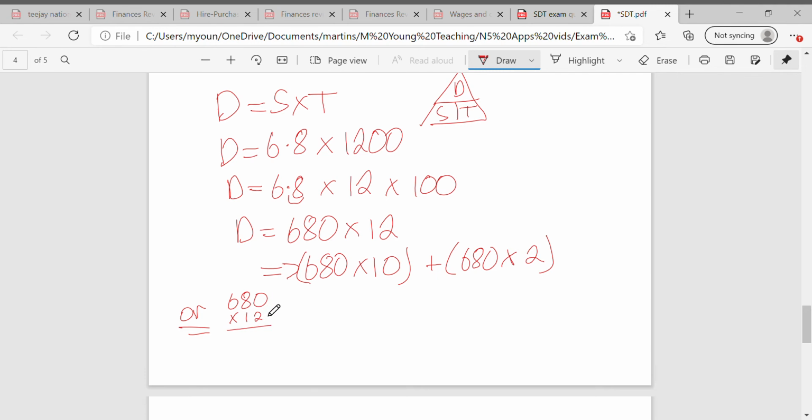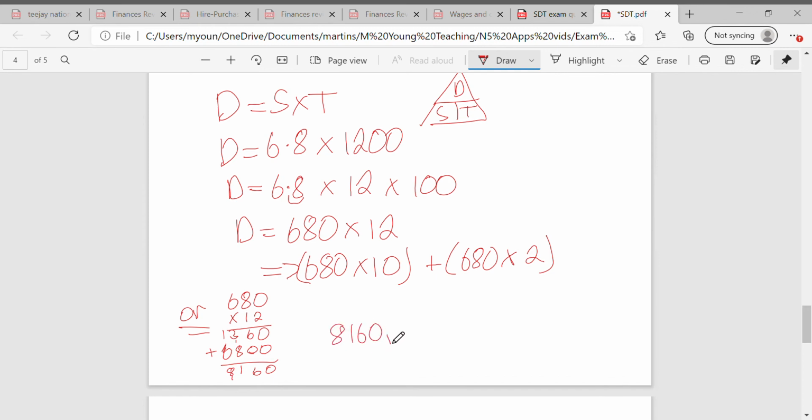2 times 0 is 0, 2 times 8 is 16, 2 times 6 is 12, so that would be 13. Add a 0 on, 1 times 0 is just 0, 1 times 8 is obviously just 8, 1 times 6 is just 6. Add them together, and I'm going to get 0, 6, 11, 1 plus 6 plus 1, that's 8, and it's 8160.